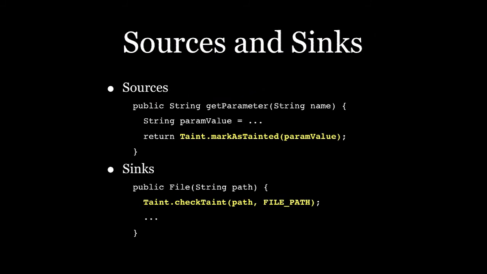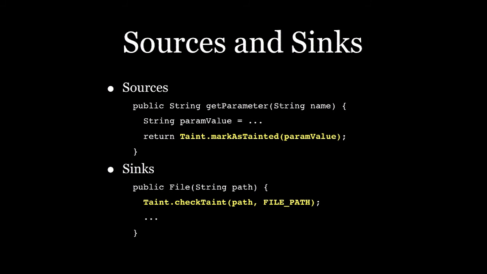Now, sources and sinks. If you have a source, you may wonder how it exactly works when you instrument stuff. Let's say you have a getParameter method in the HTTP request object. What we're doing essentially is, right before it returns, we inject a call, taint.markAsTainted(parameter value), and then we return that value.